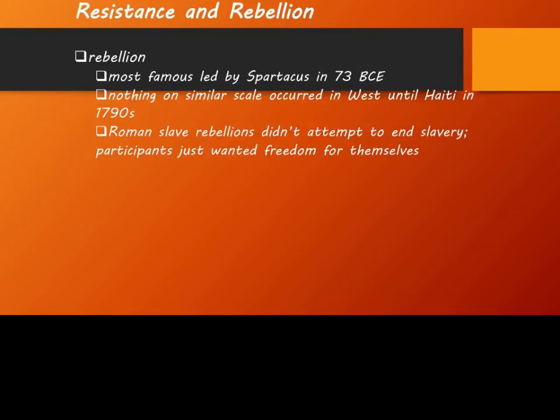Now, one of the most famous rebellions, if not the most famous, was that led by Spartacus in 73 BCE. There was nothing on a similar scale that occurred in the West until Haiti in the 1790s when the slaves revolted there. So nearly 2,000 years later. And the Roman slave rebellions didn't really attempt to end slavery. The participants just wanted freedom for themselves.